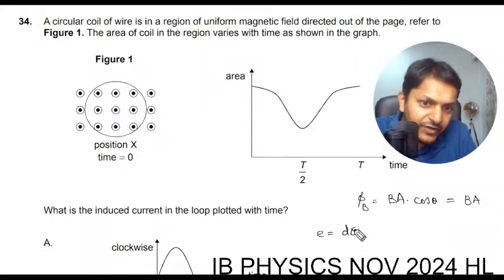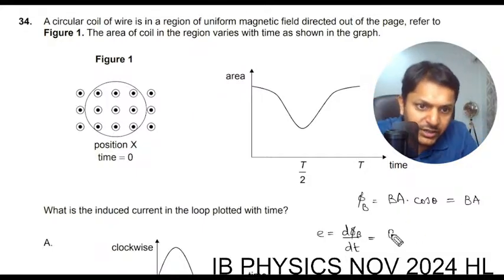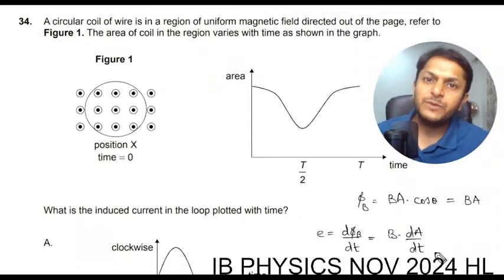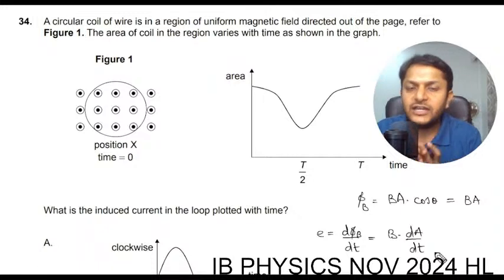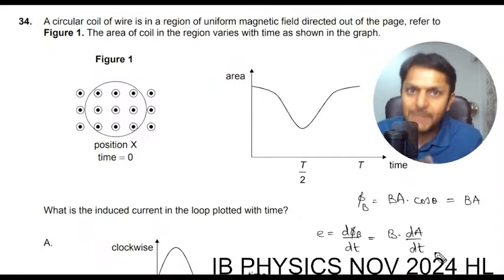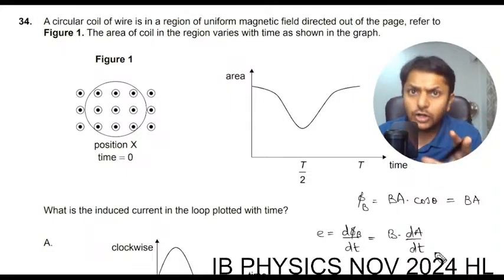So the EMF will come when we differentiate this. The magnetic field is not changing, but the area is changing. So it will become B into dA by dt. I know calculus is not in your syllabus for physics, but this much calculus you should be good with. Why? Because it is covered in your mathematics syllabus, like Maths AAHL covering differentiation. So this differentiation should not be difficult.